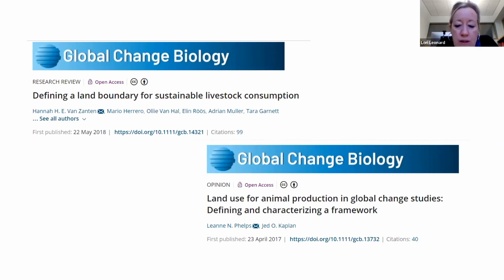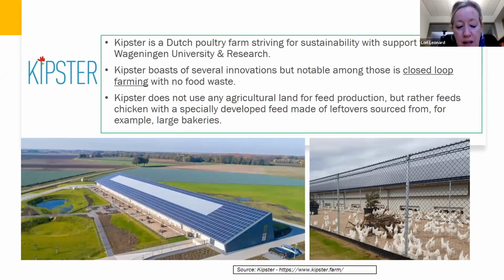So, I think there is the question of how do we find ways to produce animal protein that's less land and resource intensive. And there's a lot of good research being done on this right now, including some by some of my colleagues in the Department of Global Development. These are just a couple of their publications. There's also a lot of on the ground experimentation with closed loop or circular production systems.